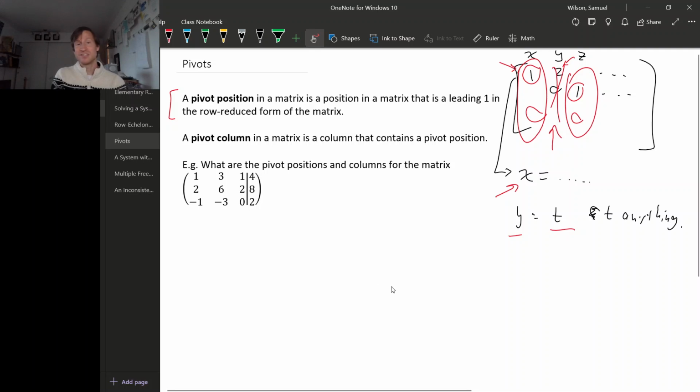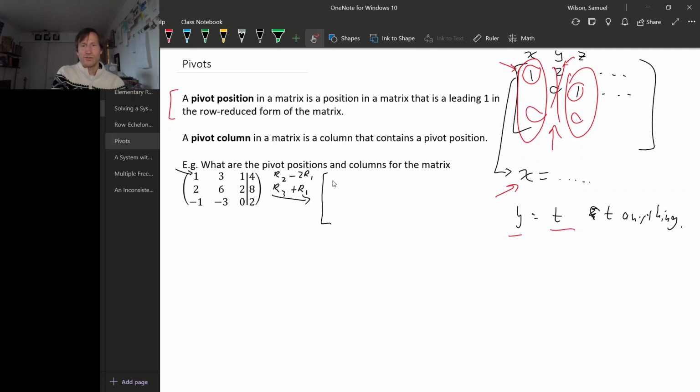All right, just to make sure we understand how this works, let's find the pivot positions and columns for this matrix. To figure out the pivot positions and the pivot columns, we have to have it in row echelon form, or even reduced row echelon form. So we'll need to reduce this matrix. Let's do some row operations. We need to use this 1 in the upper left-hand corner to eliminate the stuff below it. So for row 2, we need to subtract 2 times row 1, and that'll zero out that 2 there. And then for row 3, we need to add row 1.